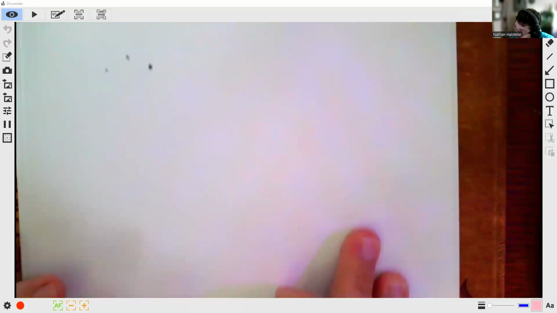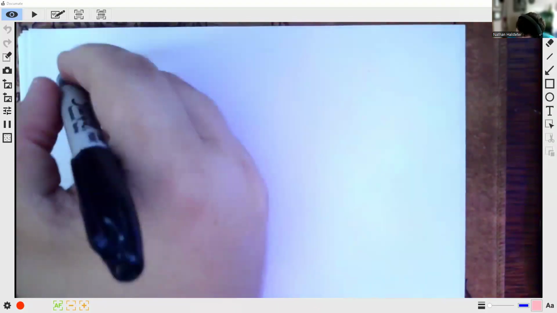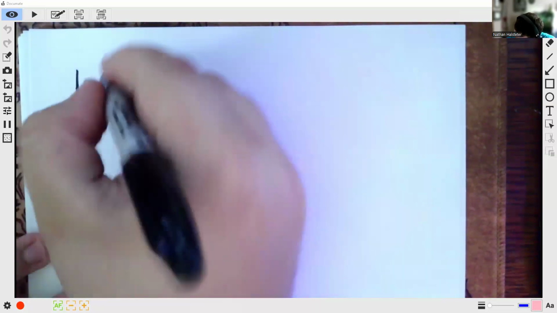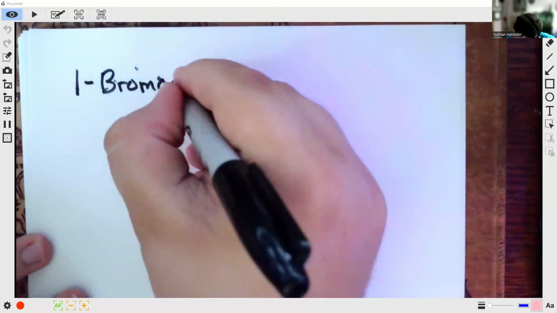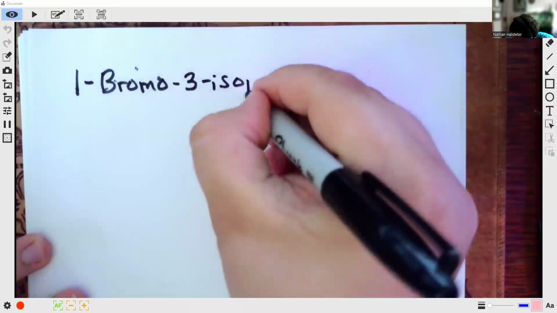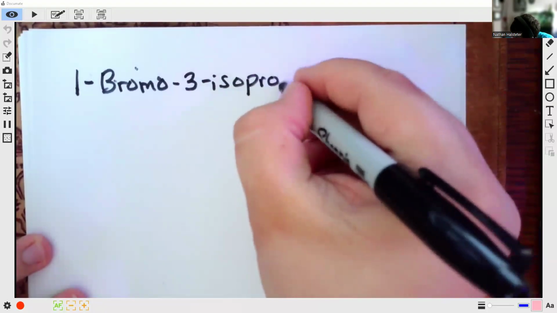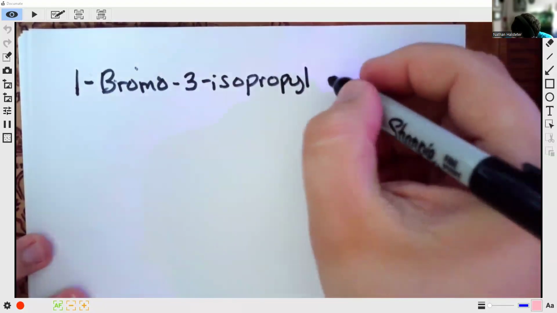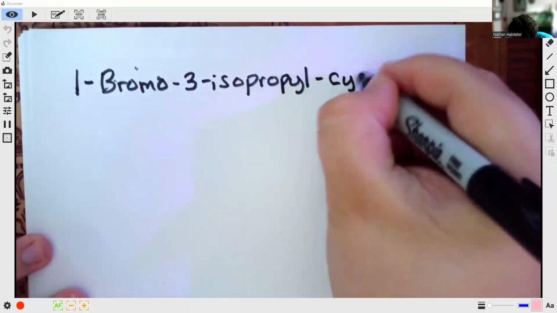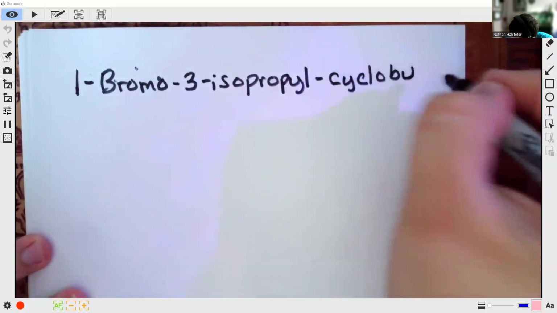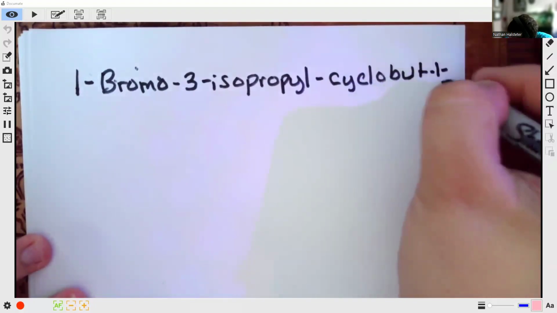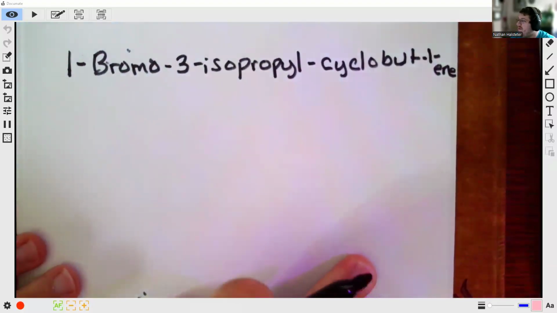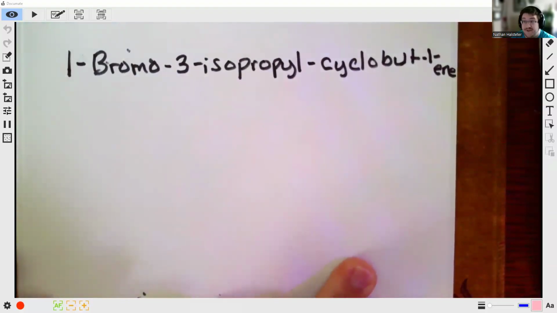Let's try one more practice. This one will make it a little bit more challenging. I got smaller at the end. 1-bromo-3-isopropylcyclobut-1-ene. Pause it, give it a try, and I'll start writing it out.